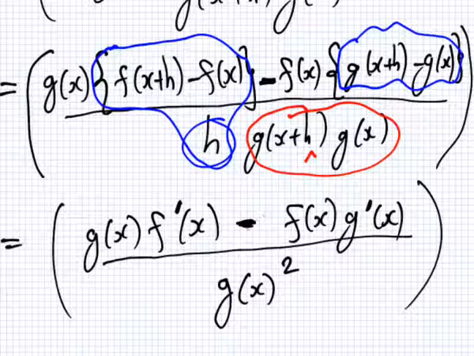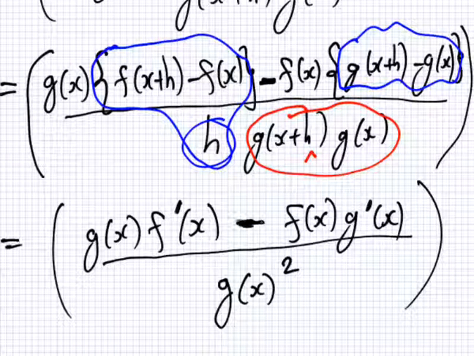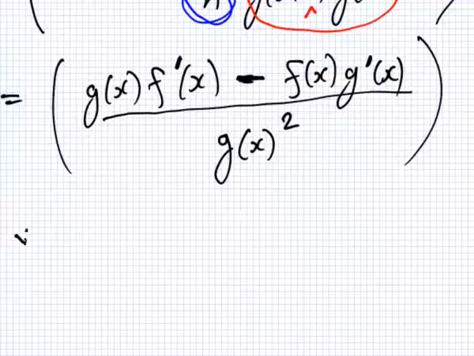Now, let's just get straight to the answer. If I make h go to 0, this piece here divided by h, what will it become?